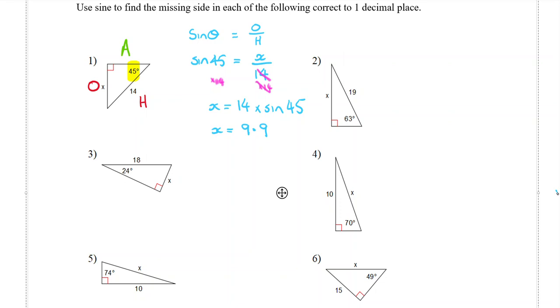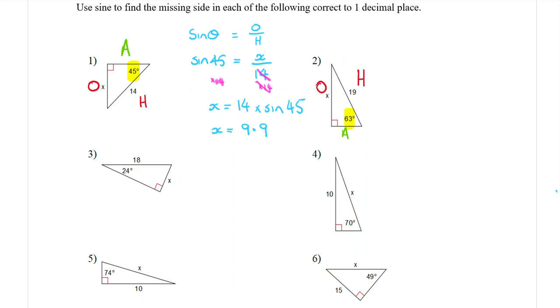Let's do the next one. Question 2. Label the sides. We have got from the right angle, the hypotenuse. From my 63 degrees, the x is the opposite. The adjacent is here, but not important because there's nothing there. Okay, so again, opposite.